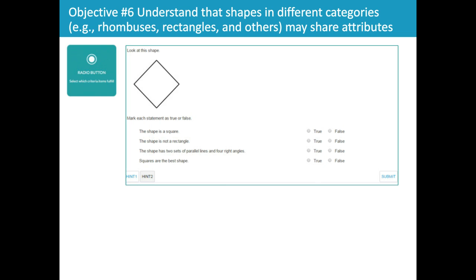Notice that the fourth statement is really an opinion. Squares are the best shape. It's not based on any properties shown in the diagram. Also, the item as written doesn't really align well to the objective. The objective is that shapes in different categories share attributes, and we only show one shape, so it really should be compared to another shape. So the graphic really is limited in terms of addressing the objective.